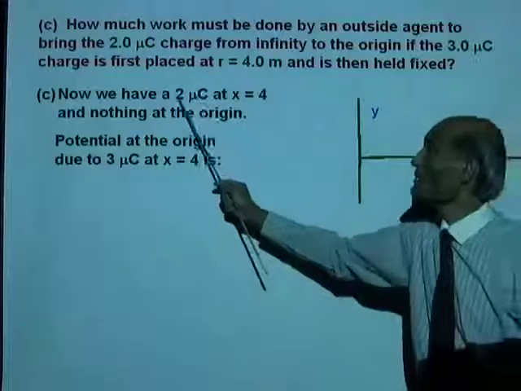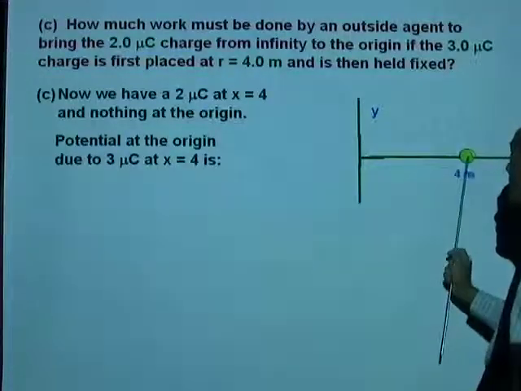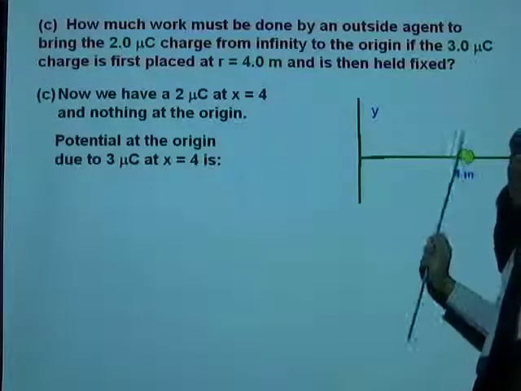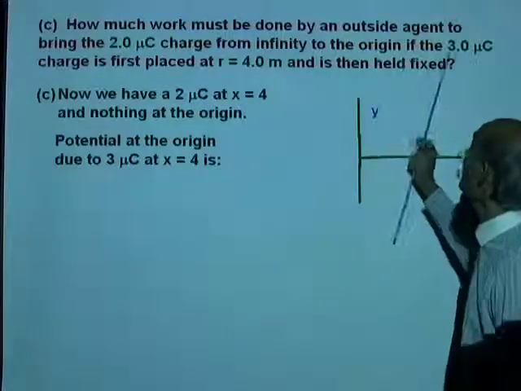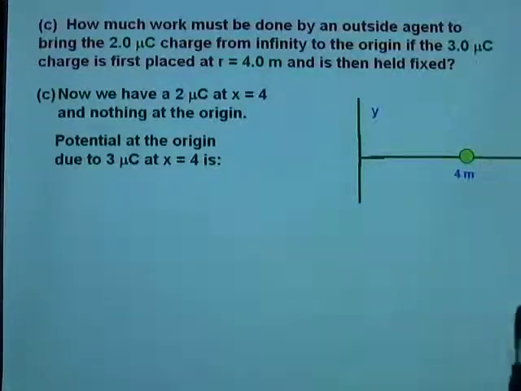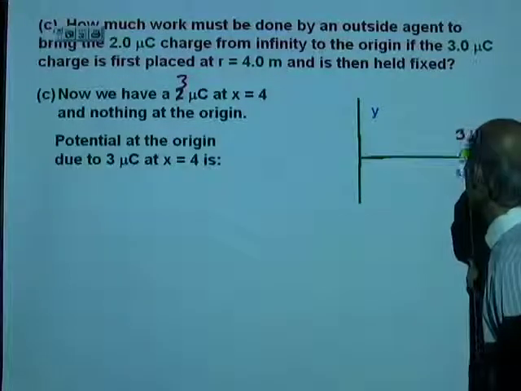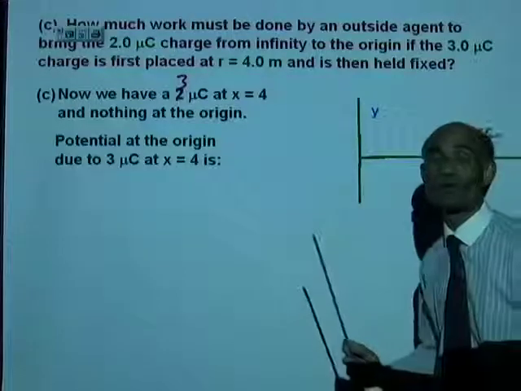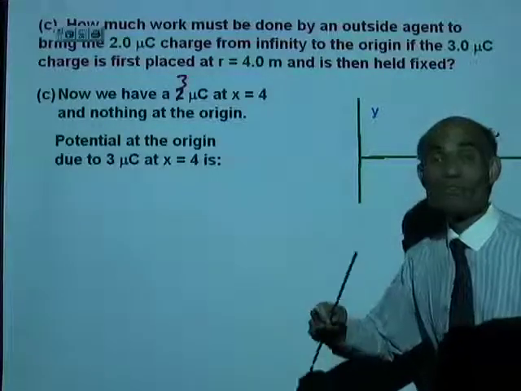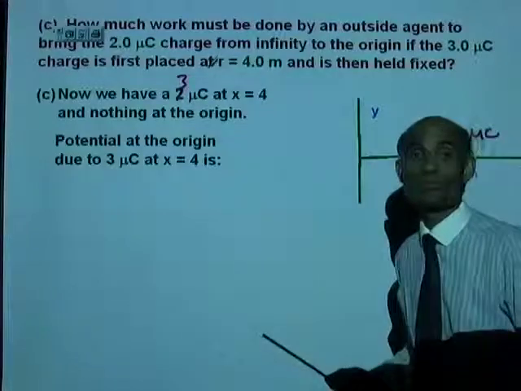Alright? The potential at the origin due to the 3 microcoulomb. Now did you make that correction there? The amount of charge placed at x equal to 4 is not 2 microcoulomb, it is this 3 microcoulomb. So make that correction. We have the 3 microcoulomb placed at x equal to 4. So, what is the potential at the origin due to this 3 microcoulomb? It will be V equal to KQ over R.